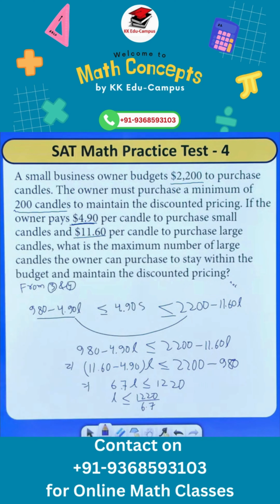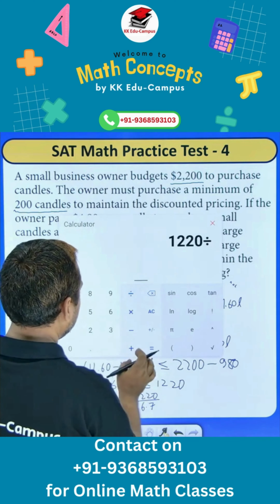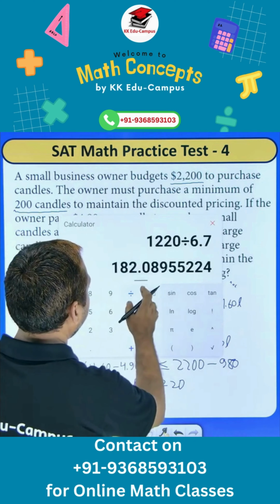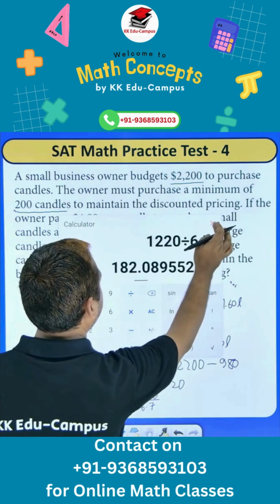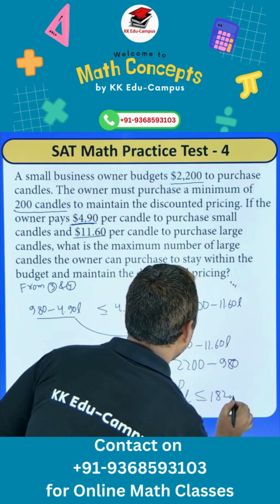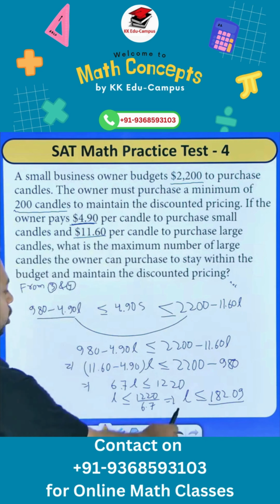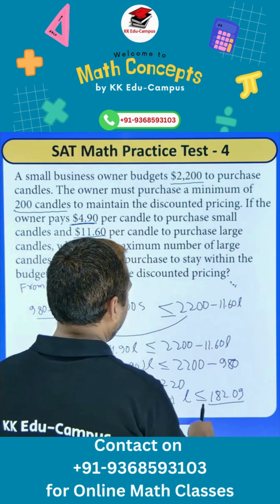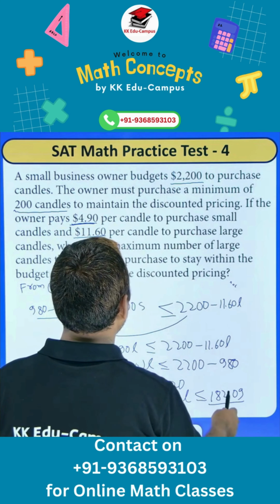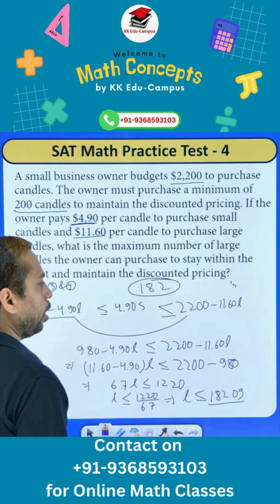You can use your calculator to get the value. 1220 divided by 6.7 gives 182.09. So L will be less than or equal to 182.09. Because L is the number of large candles, it should be an integer. So the maximum number of large candles that can be purchased is 182. So your answer will be 182.